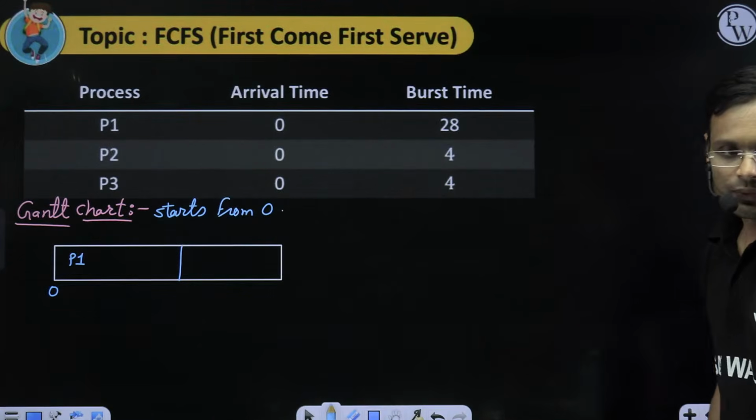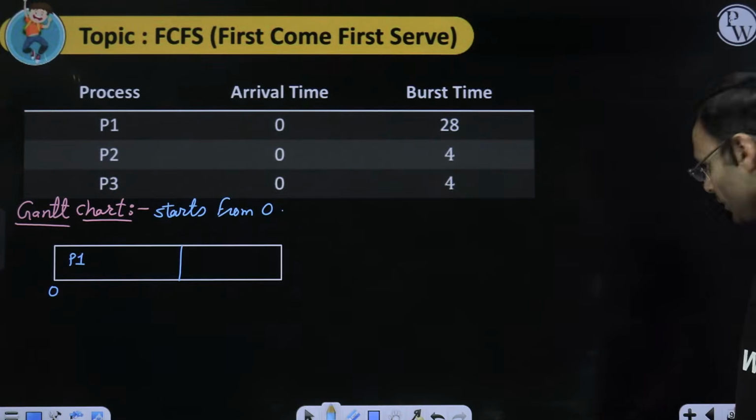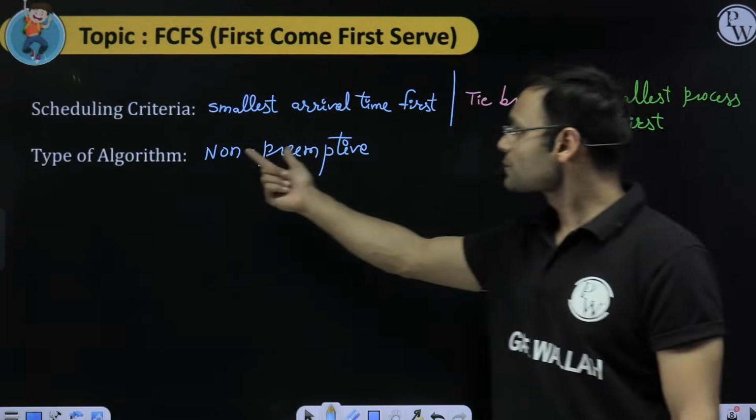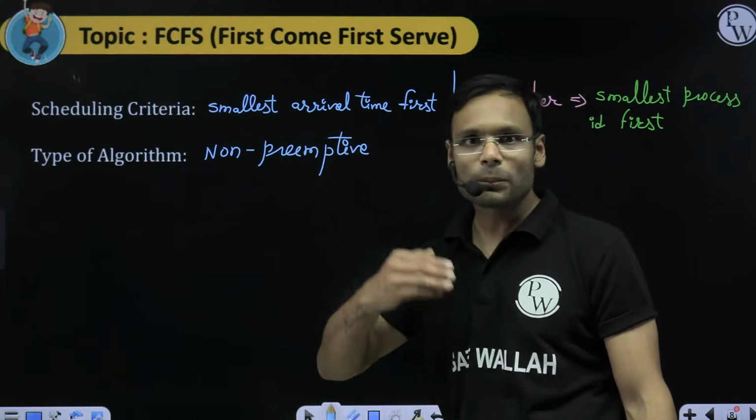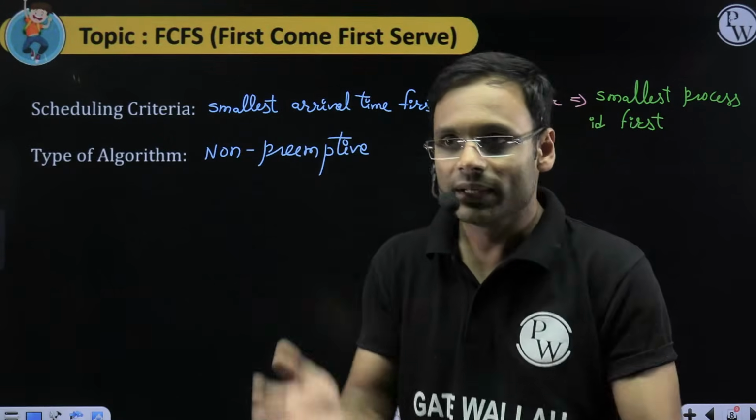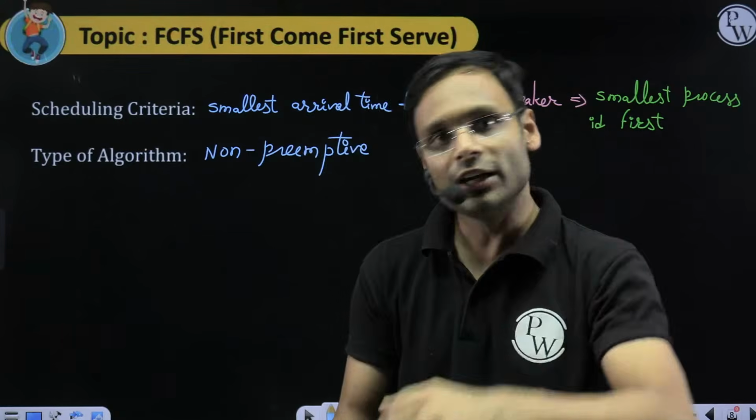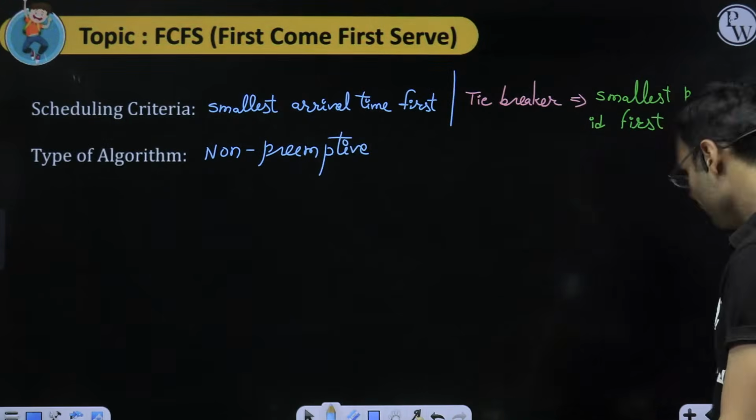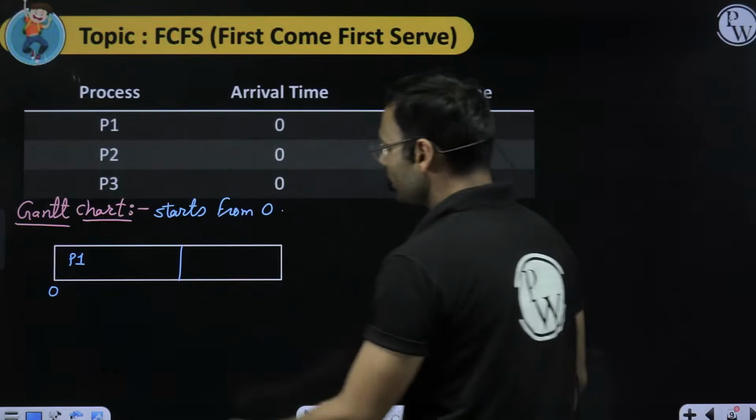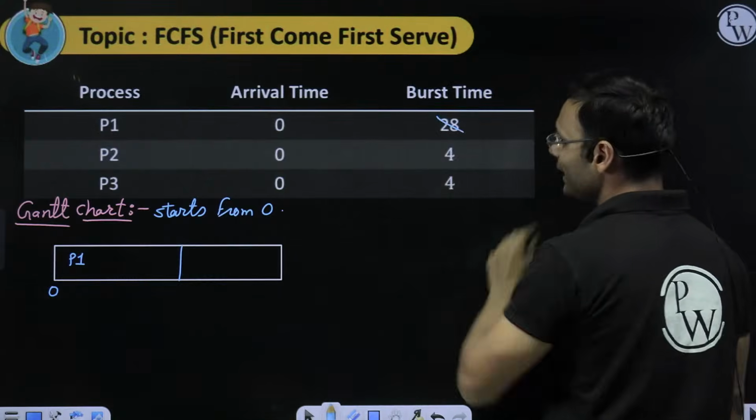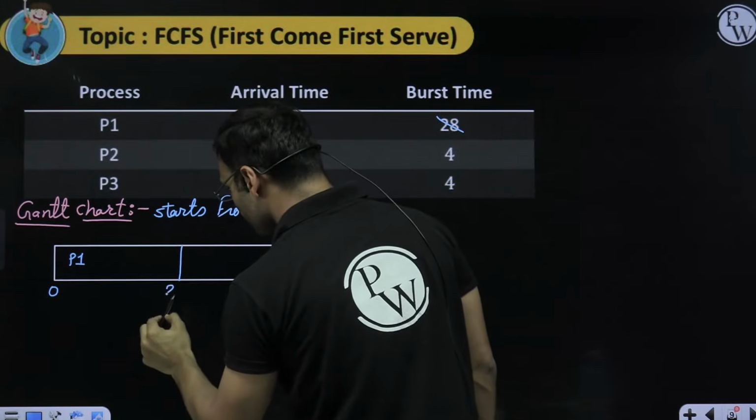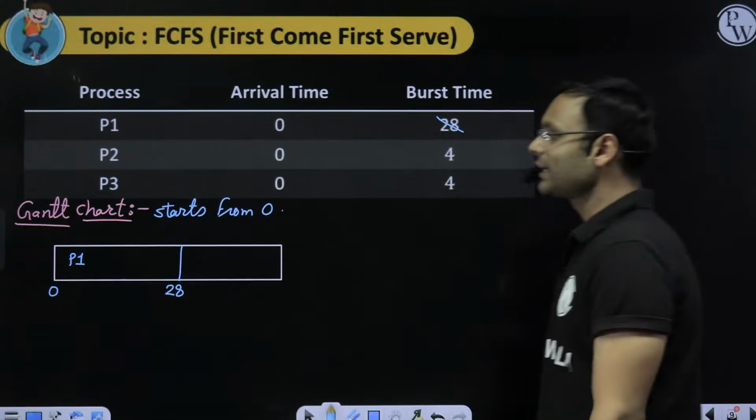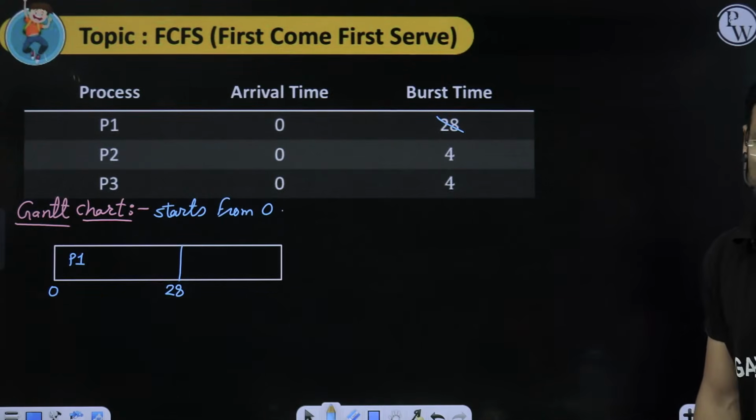Why, sir? Why will P1 execute? P1 will execute just because it is a non-preemptive algorithm. Process P1 cannot be preempted, cannot be stopped in between. It will complete. So P1 will complete, for how much time? 28. So after 0 plus 28, till time 28, P1 will run and complete.